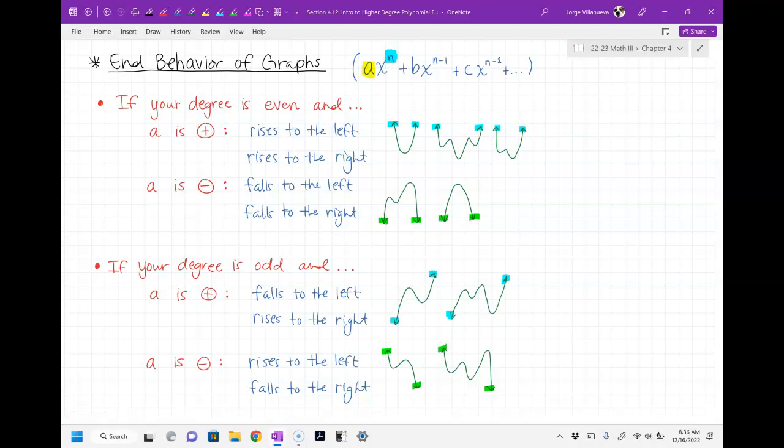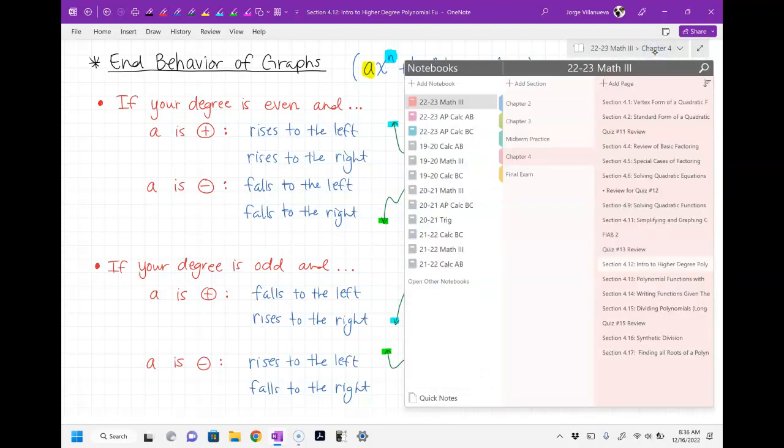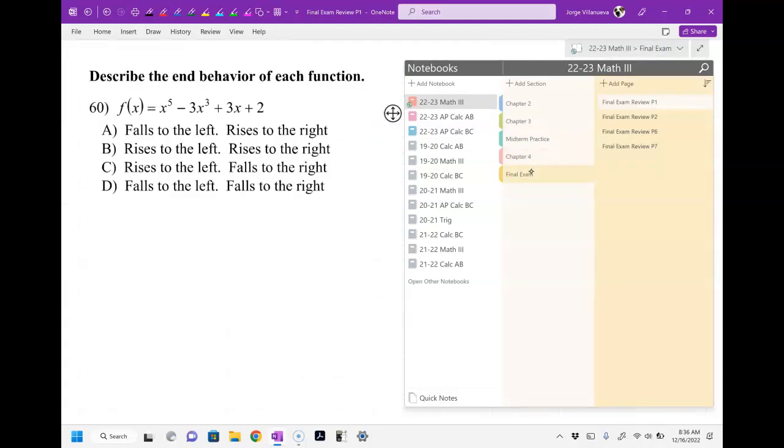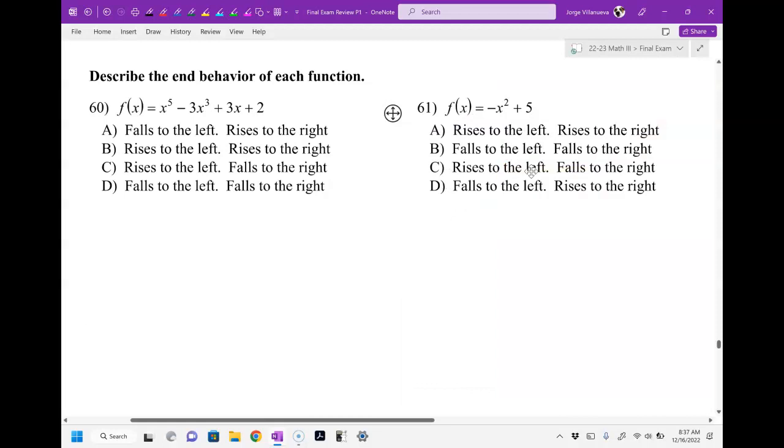That basically tells you if the degree is even, they either go up, up, or down, down. It's up, up if A is positive, it's down, down if A is negative. If it's an odd degree, then if A is positive, it falls to the left and it rises to the right. But if the A term is negative, then it rises to the left and it falls to the right. So that's the definition. We're not going to spend time going over that because it's going to take us like 5 minutes to do that. So again, section 4.12, write that down somewhere so you know where to look for it.